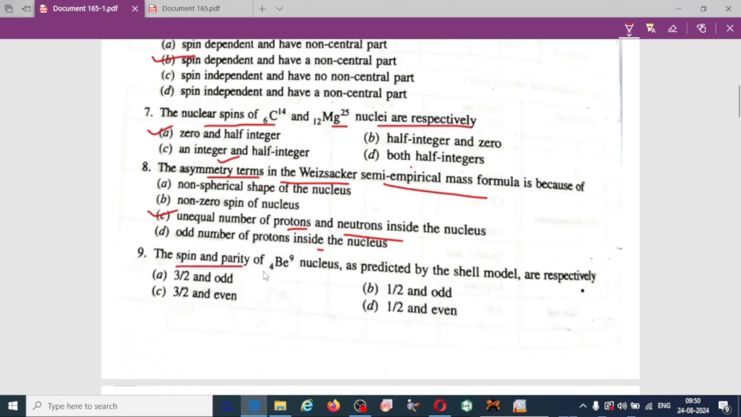The spin and parity of the beryllium-9 nucleus predicted by the shell model are, respectively... So according to the shell model, we have to write the configuration for beryllium-9 here.